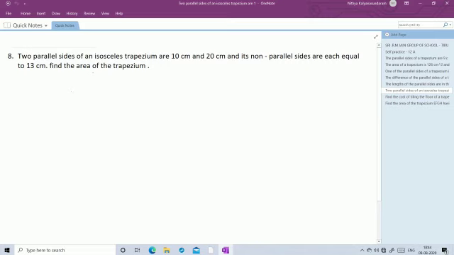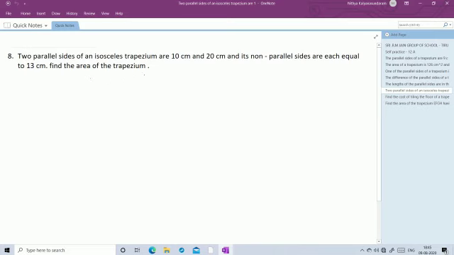Next question. Two parallel sides of an isosceles trapezium are 10 centimeter and 20 centimeter and its non-parallel sides are each equal to 13 centimeter. Find the area of the trapezium. So here A and B are given, and the non-parallel sides are 13 centimeter. Then find the area of the trapezium.